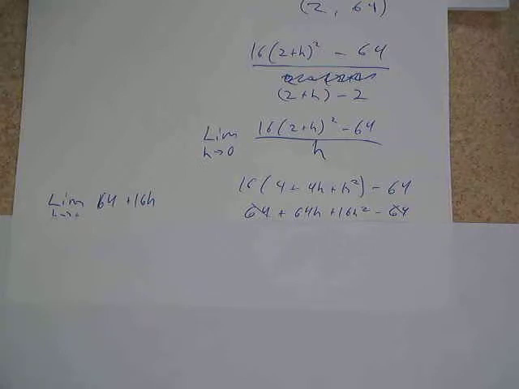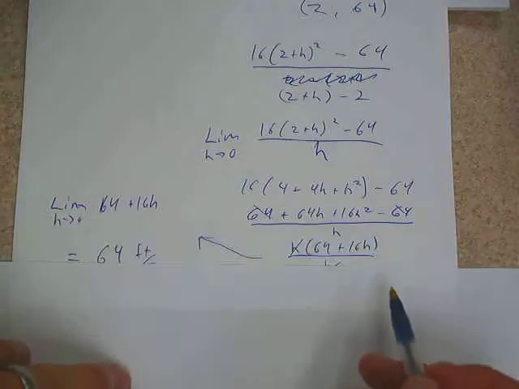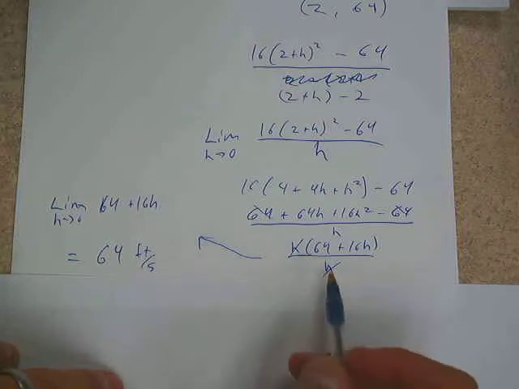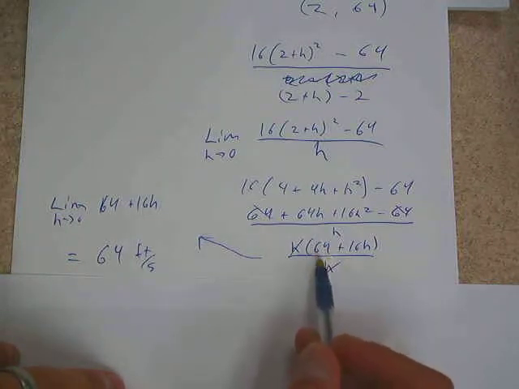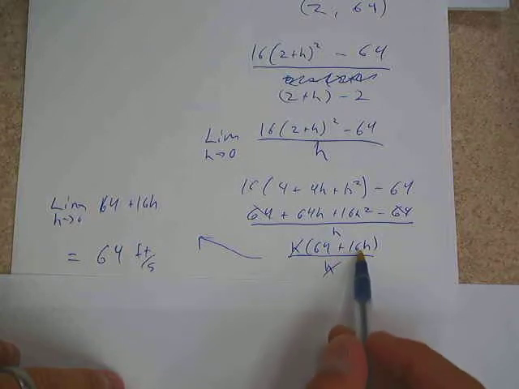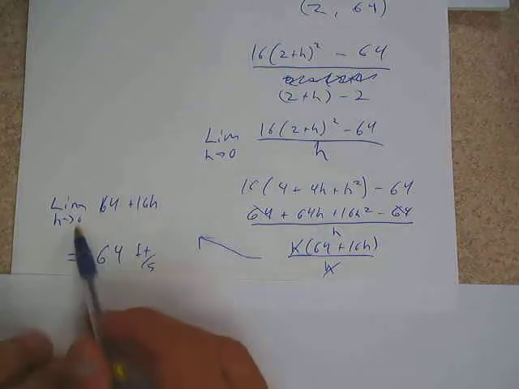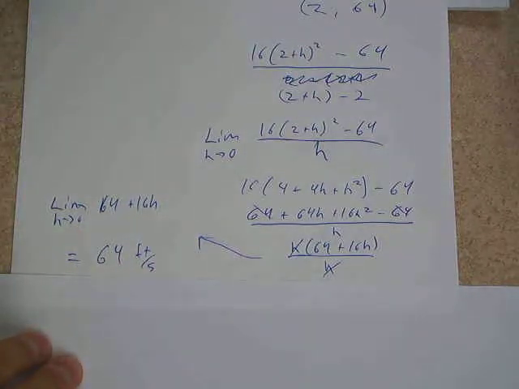We'll go ahead and expand the 2 plus h. So 4 plus 4h plus h squared. Distribute the 16. And then notice what happens. The negative 64 is going to be gone conveniently. True? Because what do the 2 left have in common on top now? They both have a what in them? They both have an h.